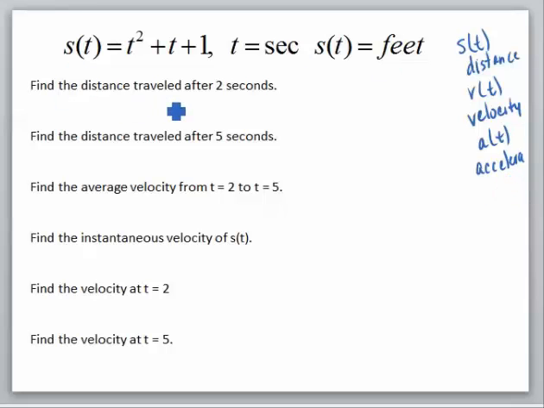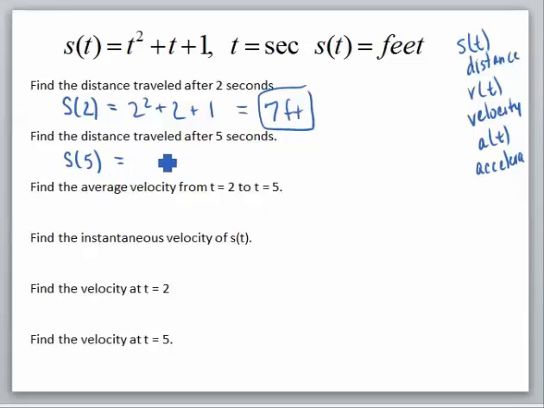This one says, find the distance traveled after 2 seconds. That's simply saying to find s of 2. So the distance would be 2 squared plus 2 plus 1, so 4 plus 2 plus 1, which is 7. We can put a label on that, 7 feet, because it says s of t is in feet. Find the distance traveled after 5 seconds. That's asking me to find s of 5. So that would be 5 squared plus 5 plus 1, which is 25 plus 5, which is 30, plus 1, which is 31.